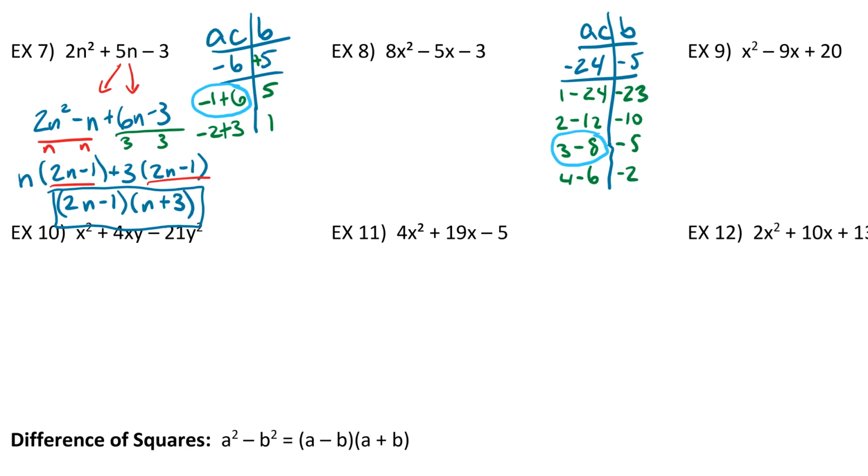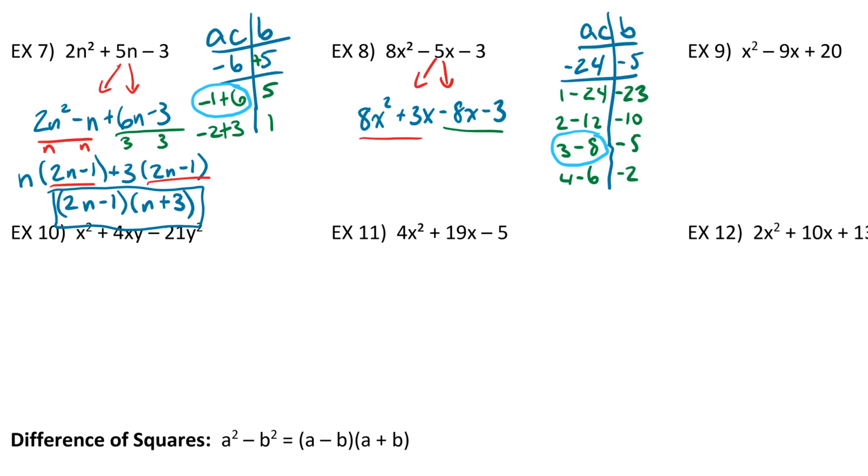So we're going to go ahead and split B into these two factors. So we have 8x squared plus 4x, plus 3x minus 8x minus 3. And then we do our grouping.